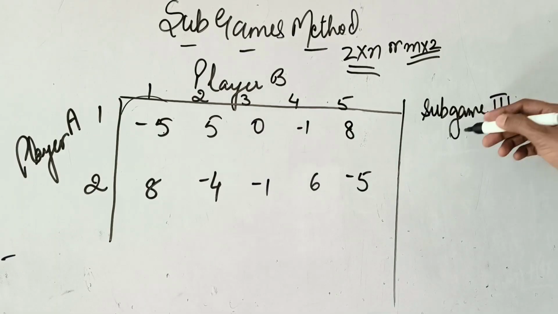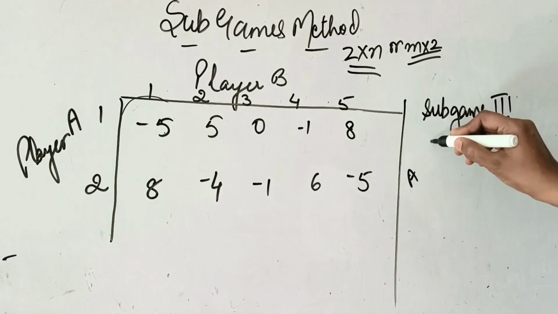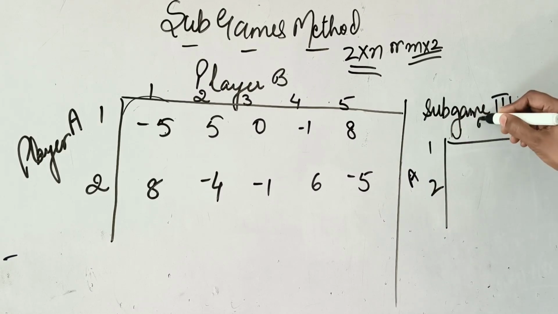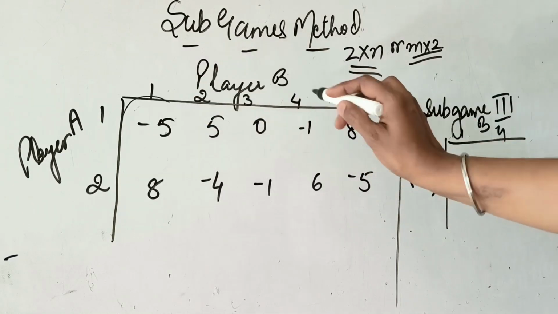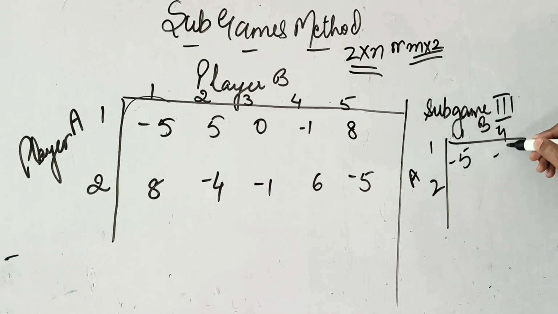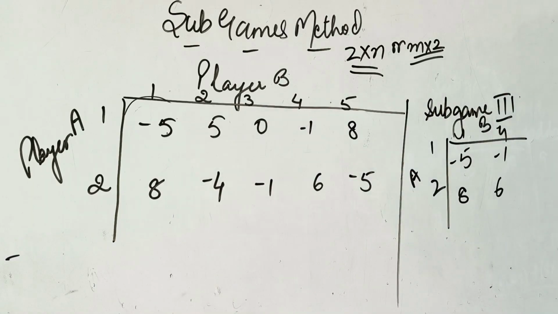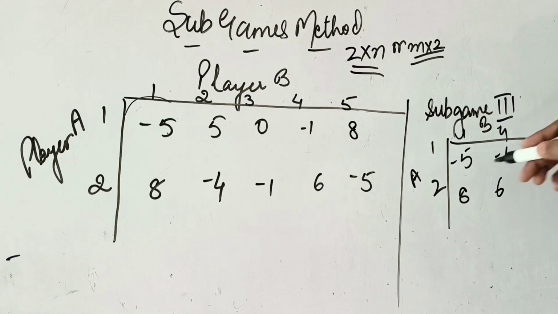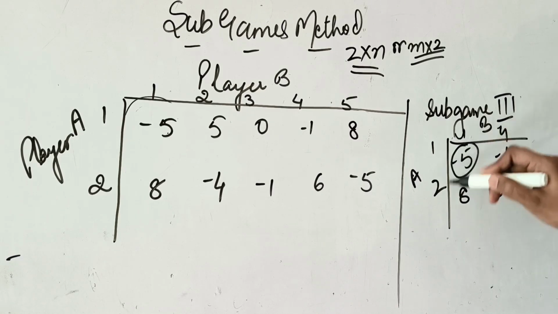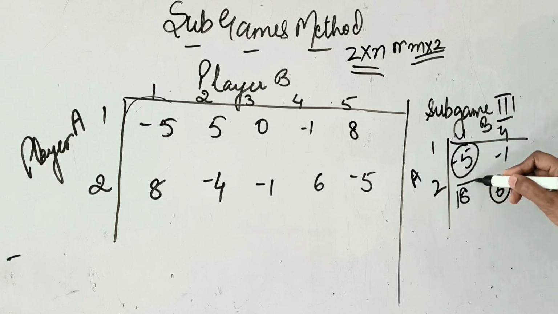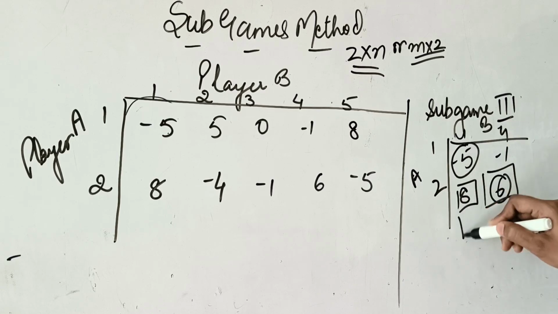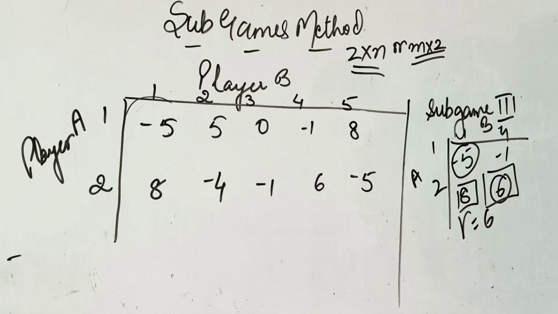Now let us extract the third subgame. For player A, the strategies are fixed, 1 and 2, while for player B, now I am taking 1 and 4. So it is -5, -1, 8 and 6. Now let's check whether the game has a saddle point or not. Yes, this game will have a saddle point. Row wise, circle the minimum. Column wise, the maximum. So here we need not apply odds, as we directly get the value of the game to be 6. So I will note this value also on the side.